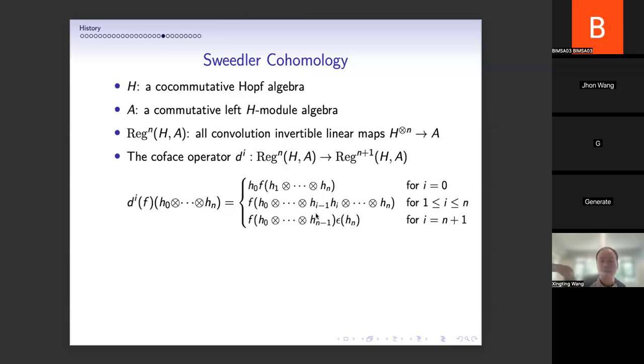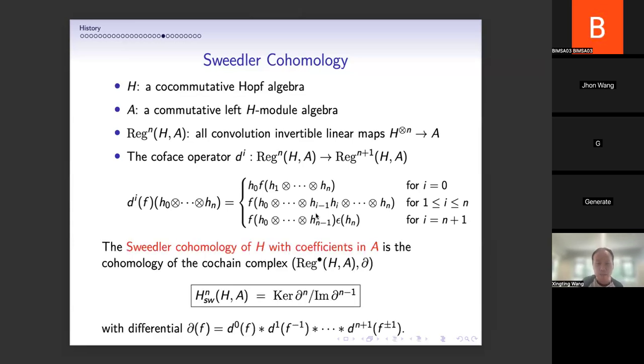And you can define a so-called co-simplicial complex on this by considering these co-face operators. The definition is very similar to the simplicial complex used in Hochschild cohomology. The only thing is that the addition in the Hochschild complex becomes multiplication under the convolution product. Other than that, everything is basically the same. So I will just say it without mentioning more.